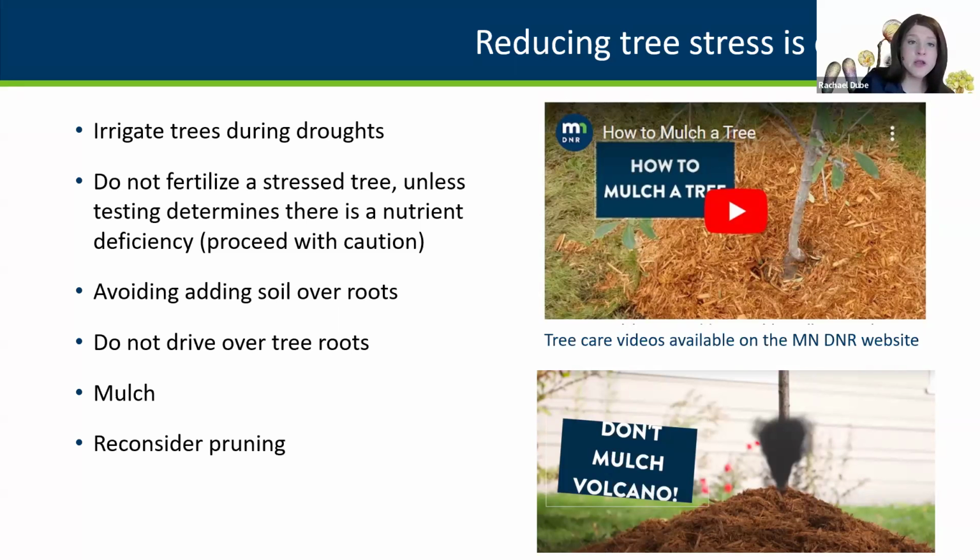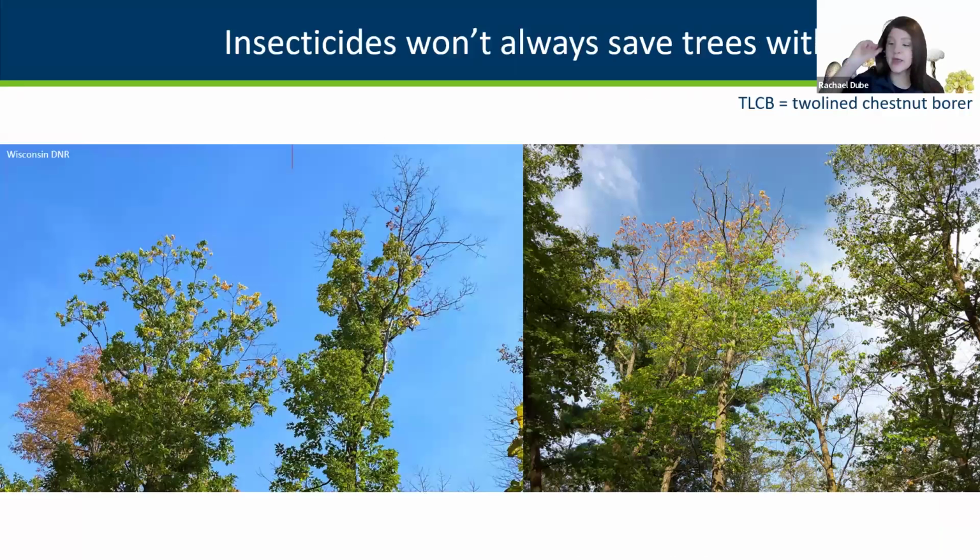We do also get a lot of questions about using insecticides for trees that are attacked by two-lined chestnut borer. It can help in certain cases. They are quite expensive, so this is most likely going to be something that most people will use for a very valuable yard tree. But again, prevention is really going to be your best strategy in this case, but there are insecticides that you can apply, or you can contact a professional to apply.